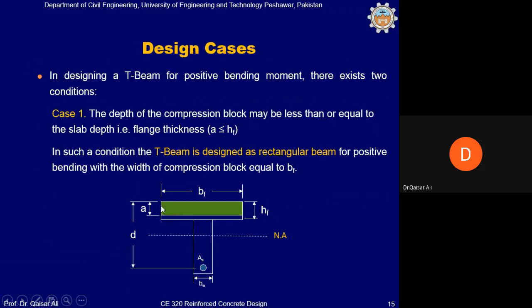If A, this compression block depth, is less than HF, then the compression block depth is within the slab. But if A extends into the beam web, then the shape of the compression block will be like a T, not a rectangle.